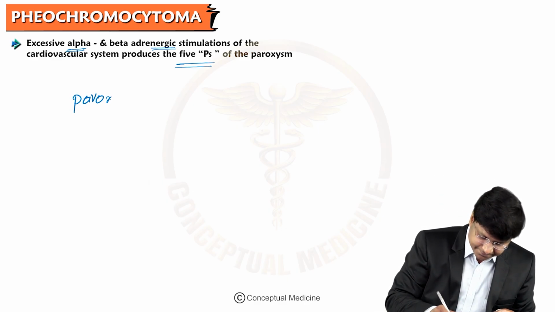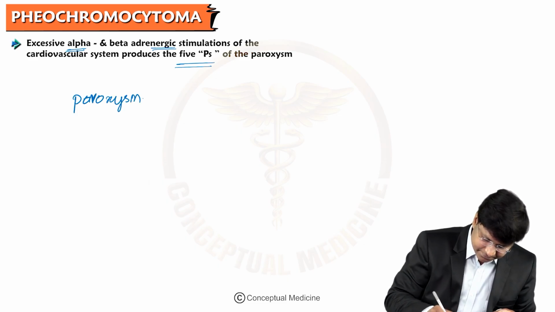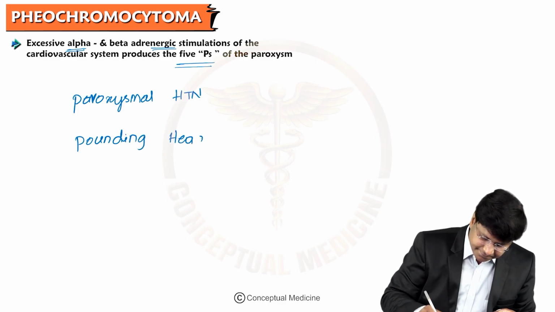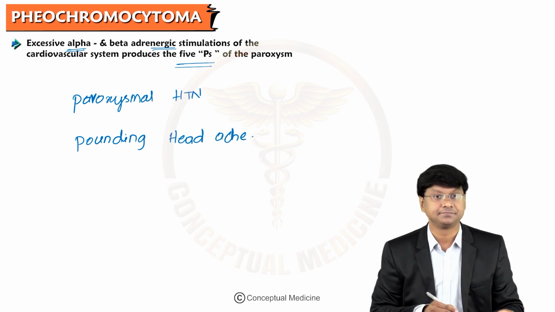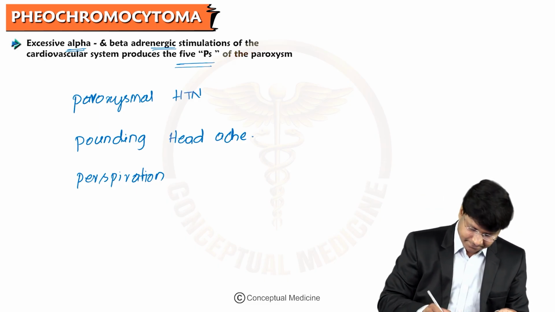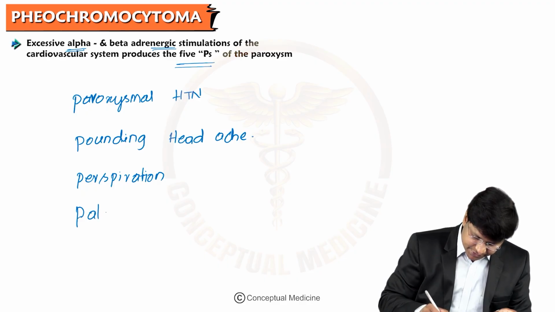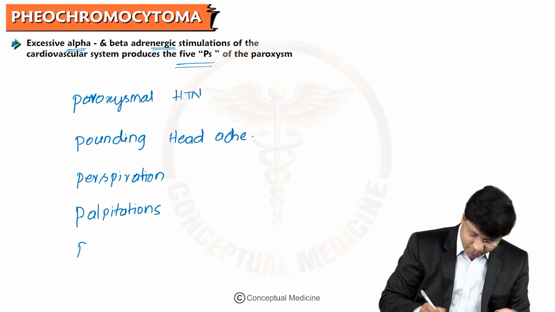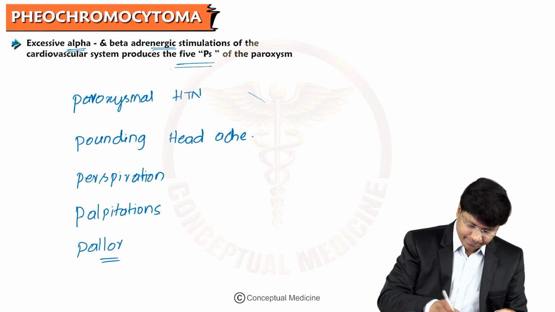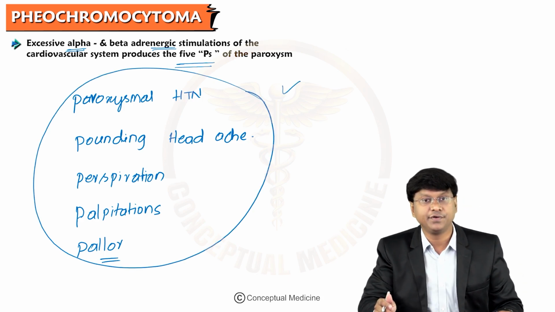Paroxysmal hypertension, then the individual will have pounding headache because of this paroxysmal hypertension, and they can also have perspiration, in the sense of profuse sweating, then palpitations, that is tachycardia, and there will also be pallor, because of very severe vasoconstriction. So these are the 5 P's of pheochromocytoma.